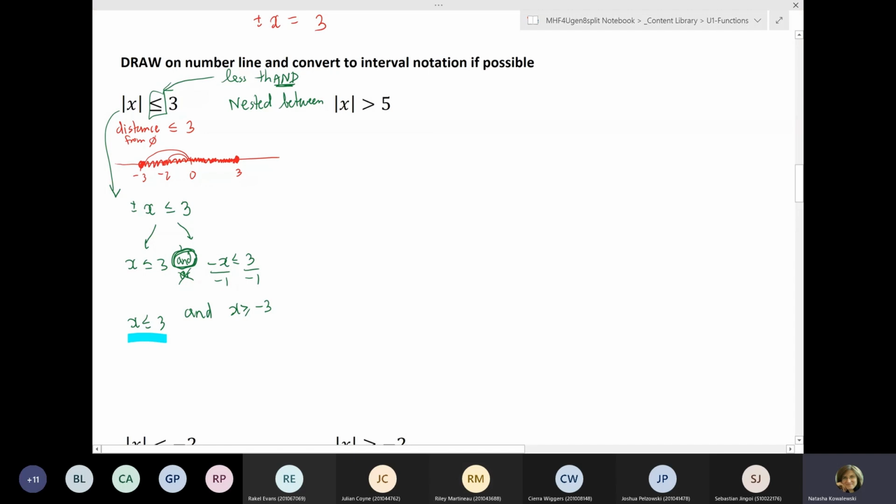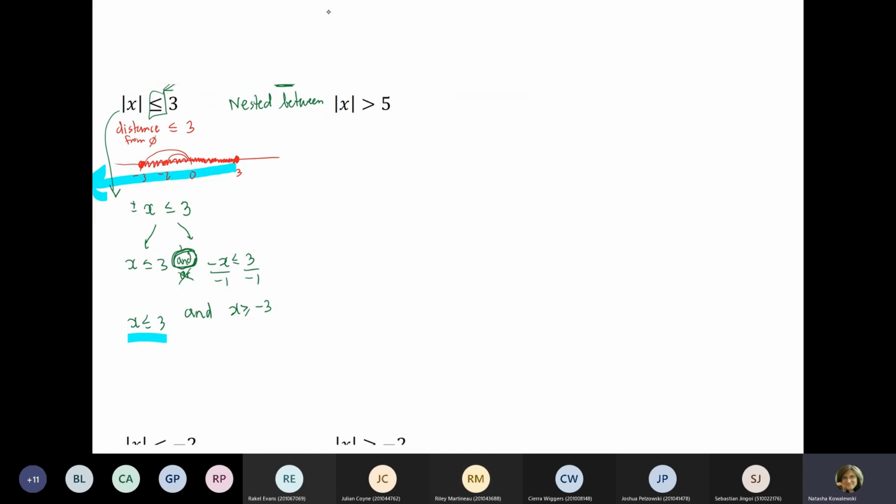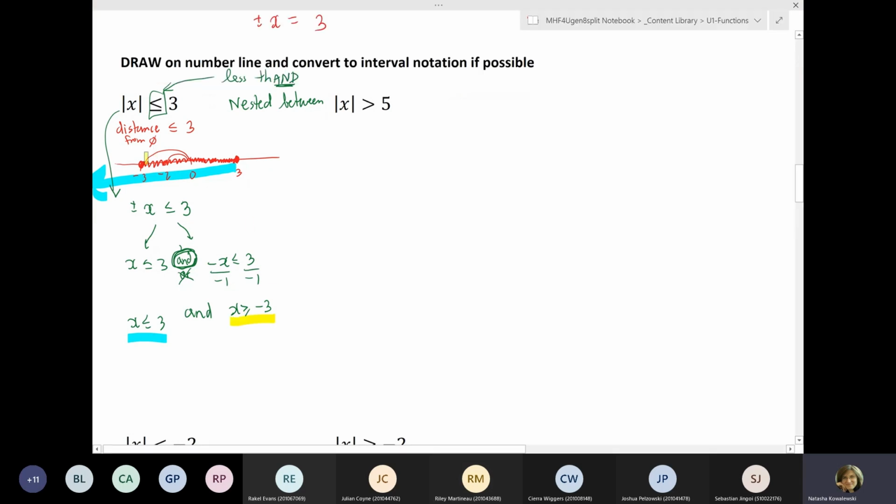This is going to be saying I'm shading from 3 and on this way. And the other one is shaded from -3 and on this way. And because of the word and, that means we want to see where they are both shaded in. And that's exactly what I already had originally when I talked about the distances. Okay. Now you have to be very careful about this less than.